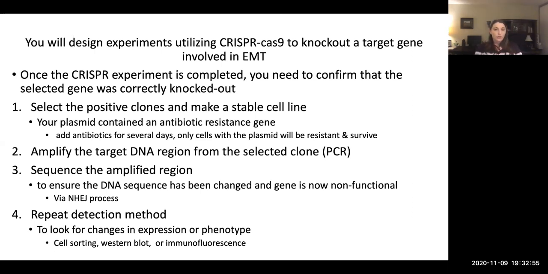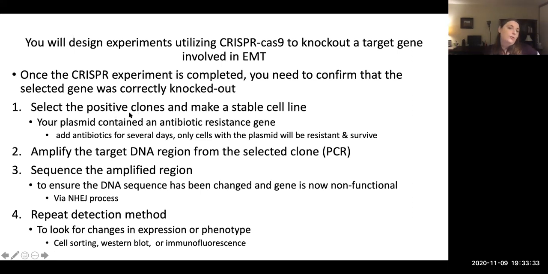And so you need to grow them. You need to select for the ones that actually took up the plasmid and have the CRISPR-Cas9 knockout. So you don't want cells that have the gene. You only want the cells that have the knockout. You want to select for the knockout cells. And so usually that would take a couple of weeks to do all of that work to get all of your positive clones, or what we call a stable cell line of only positive clones, the knockout cells.